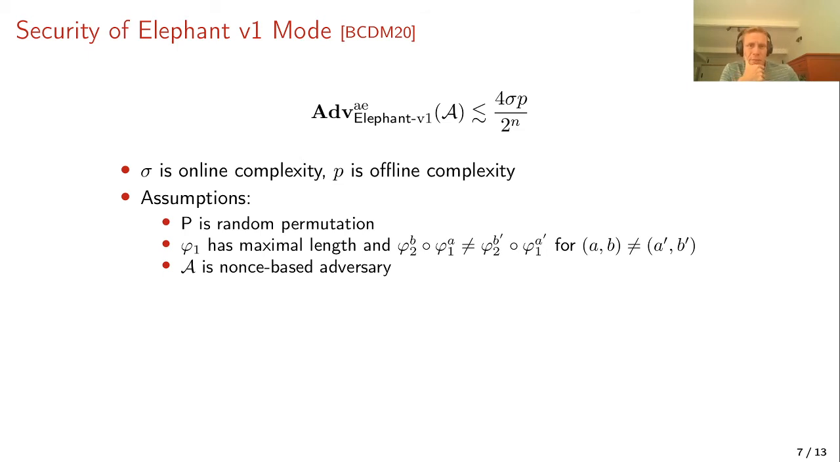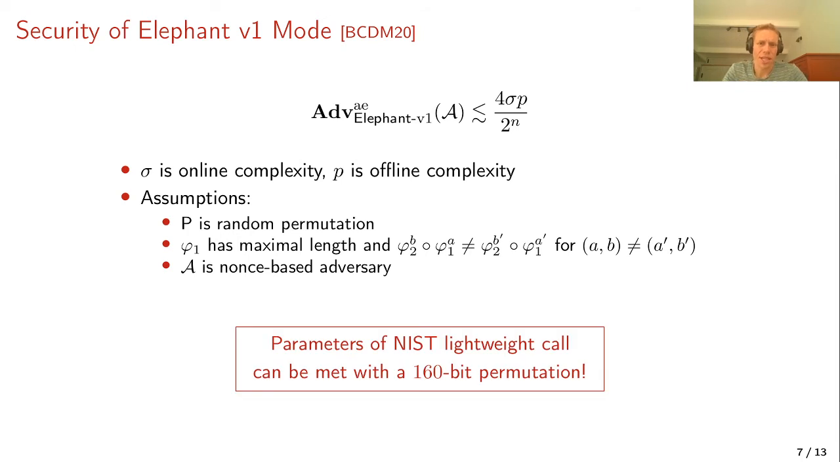The cool thing about this bound is that it showed that the security parameters of the NIST lightweight call can be met with a 160-bit permutation, and this is the smallest possible permutation that you can use to achieve the NIST security parameters. And Elephant also uses a 160-bit permutation.